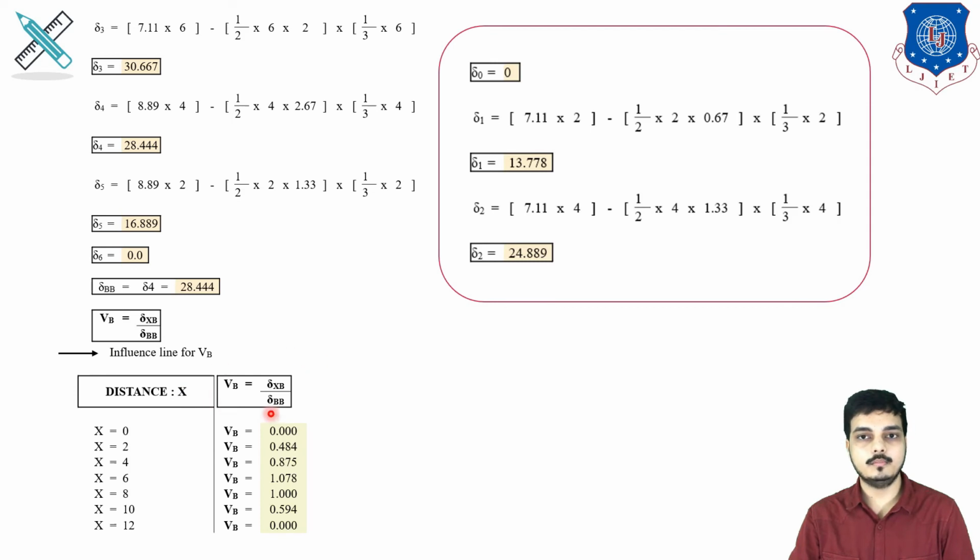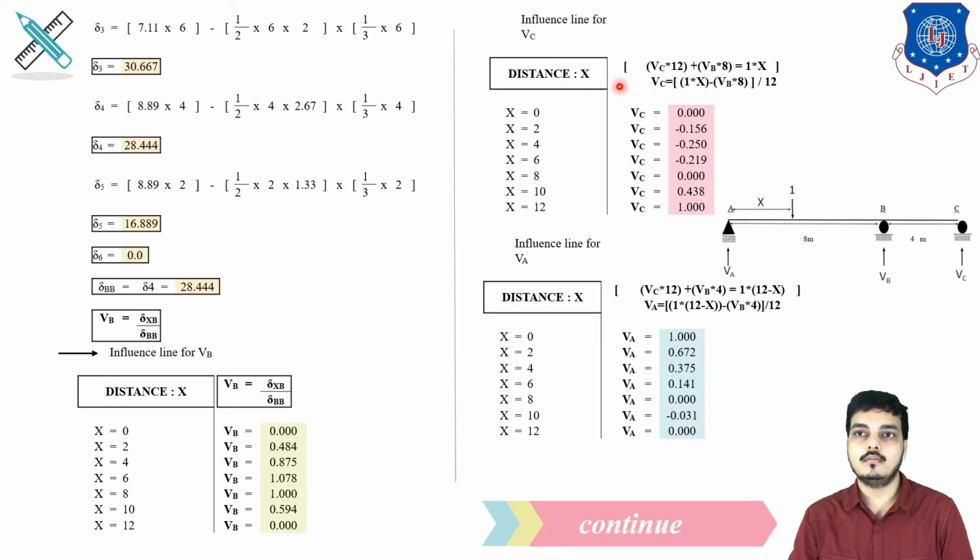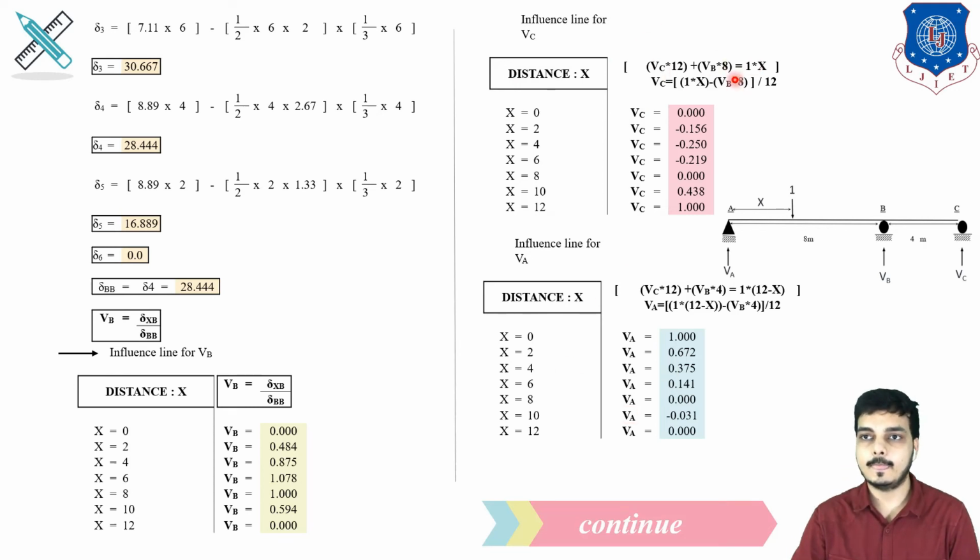With the help of the formula of VB, we can find out delta XB upon delta BB, all the reaction of VB. Now, for VA and VC, we have to form a relation. How to form a relation? Let's see. So, standing at point A, we can find out for VC, like VC into 12 plus VB into 8 equals 1 into X. We have done nothing but anti-clockwise movement equals clockwise.